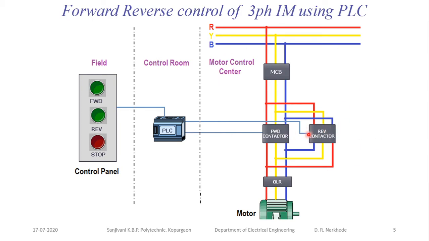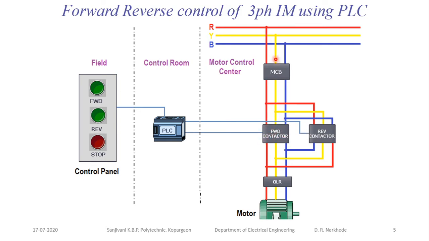Basically, what happens when you change the phase sequence? The direction of the rotating magnetic field also changes, and that results in a change in the direction of rotation of the three-phase induction motor. Now, how are you going to control this with the help of PLC? For that purpose, we are using two contactors. One contactor will rotate the motor in the forward direction, the second contactor will rotate the motor in the reverse direction. At a time, only one contactor will get energized.